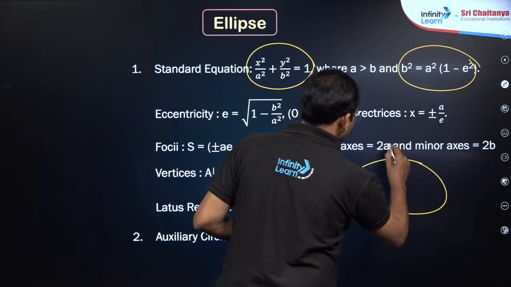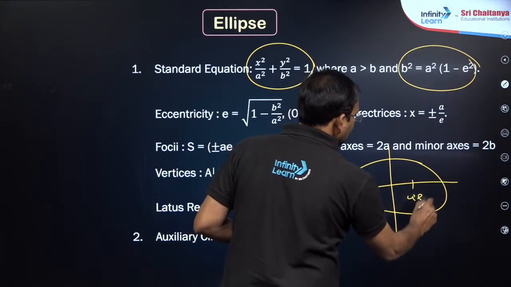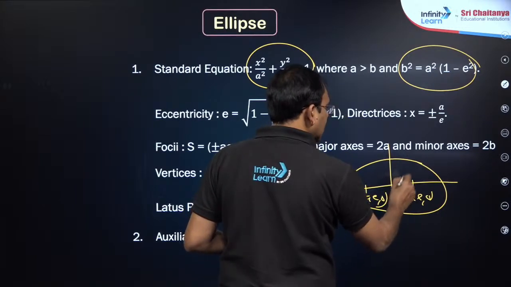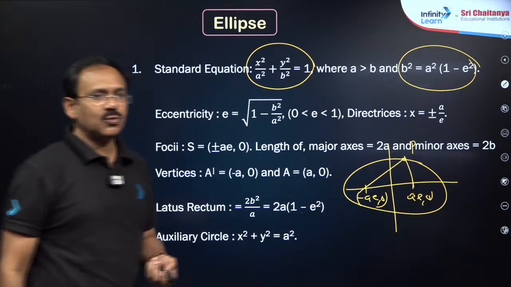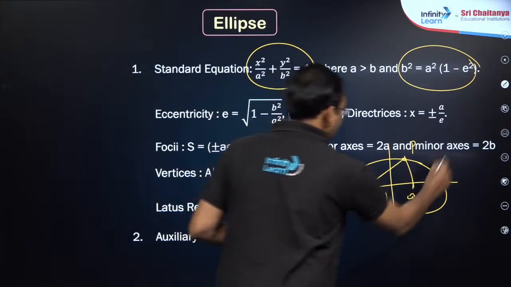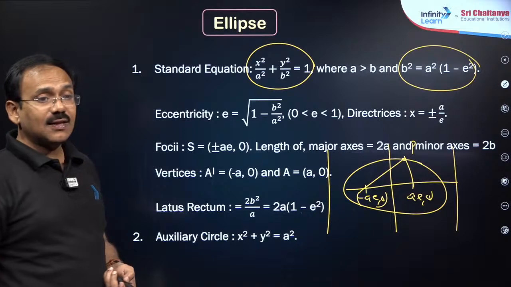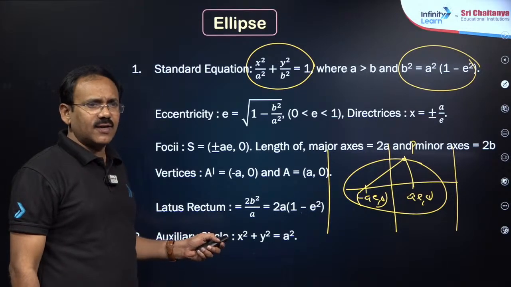So right, in ellipse the most important thing is the two foci, ae comma 0 and minus ae comma 0, and if P is any point on it, SP plus S dash P is equal to 2a. The two directrices will be x is equal to plus or minus a by e. The length of the latus rectum is 2b square by a. These points are enough, my dear friends.